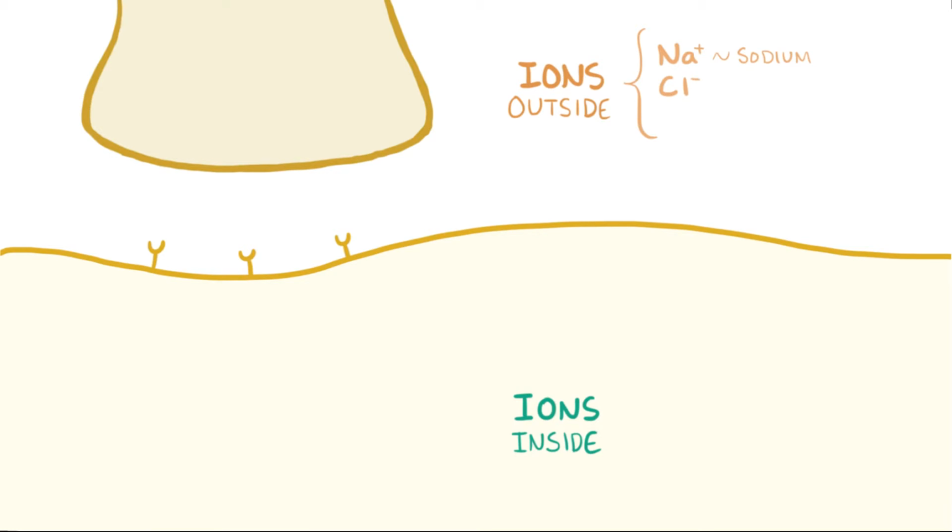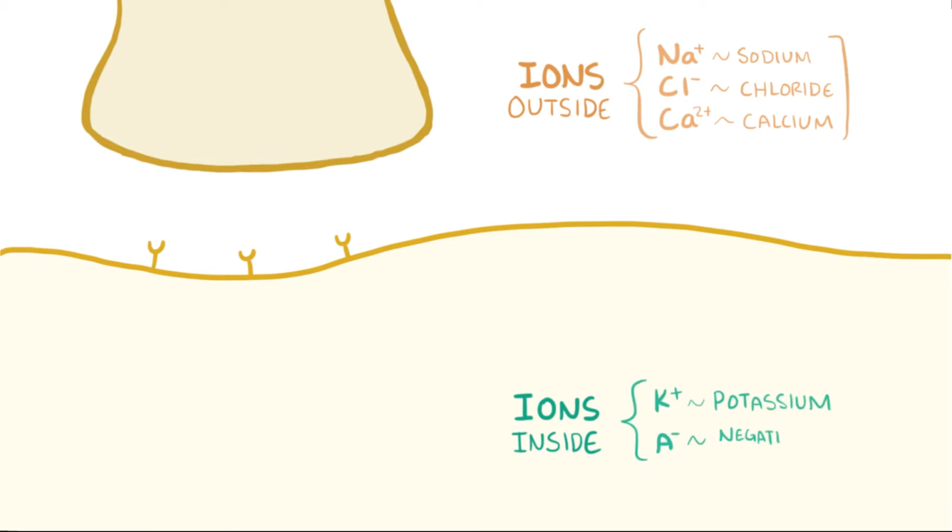Well, it's based on different concentrations of ions on the inside versus the outside of the cell. Generally speaking, there are more Na+ or sodium ions, Cl- or chloride ions, and Ca2+ or calcium ions on the outside of the cell, and more K+ or potassium ions, and A-, which we just use for negatively charged anions, on the inside of the cell.